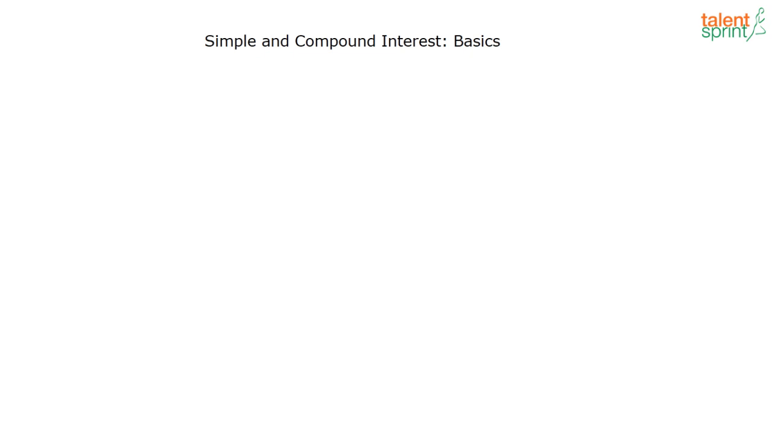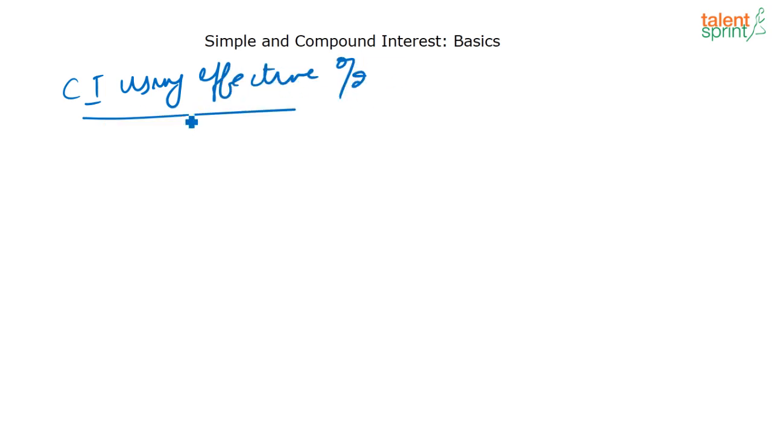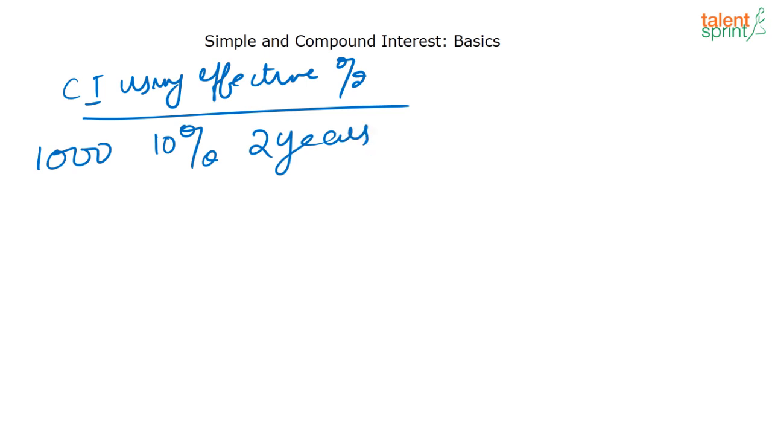Okay, so now let us calculate compound interest using effective percentage. So how do we do that? Let us take the same question that we took. I have 1000 rupees, and at 10% for 2 years I am investing it. So what will be my compound interest at the end of 2 years, or what will be the amount that I get at the end of 2 years?